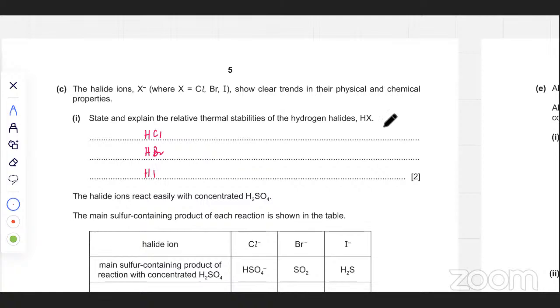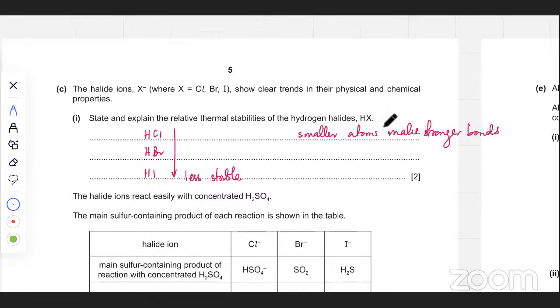So the thermal stability decreases down the group, they're going to be less stable. That's the first statement. You get 1 mark for that. Why does it become unstable? Because remember, smaller atoms make stronger bonds. So this is the explanation part. They make stronger bonds. Why do they make stronger bonds?